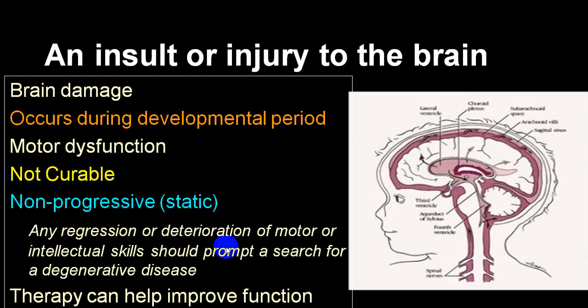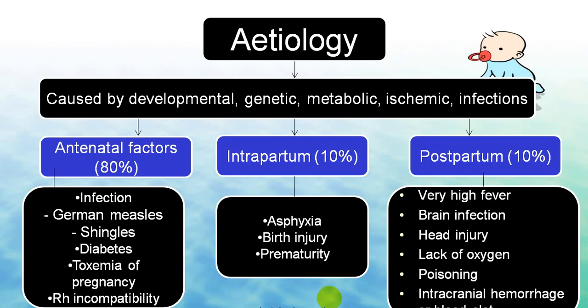Any regression or deterioration of motor or intellectual skill should prompt a search for a degenerative disorder, and not be attributed to cerebral palsy. The treatment will help to improve function, but it is non-curable. So etiology is divided into three groups. Antenatal factors, accounting for almost 80% of the group. During the intrapartum period, 10%, and postpartum, 10%.